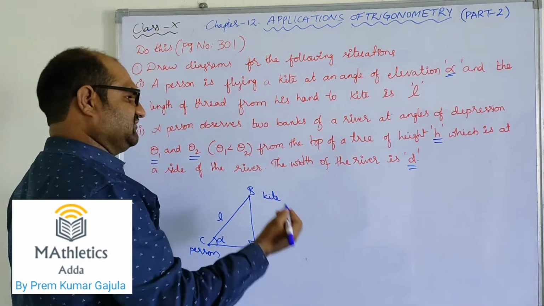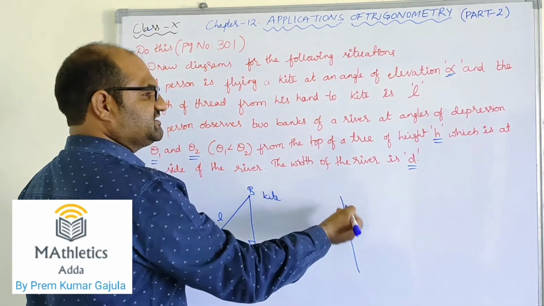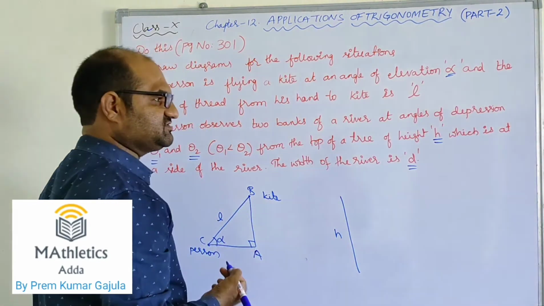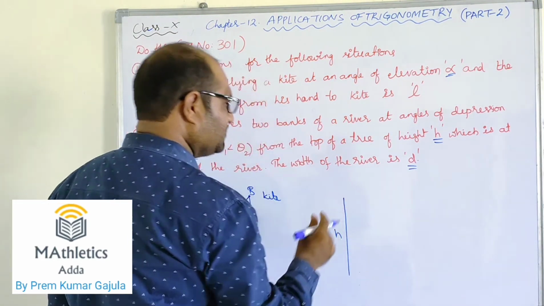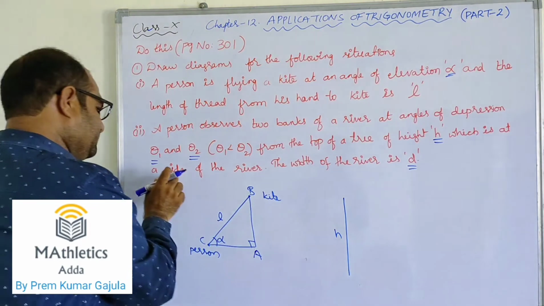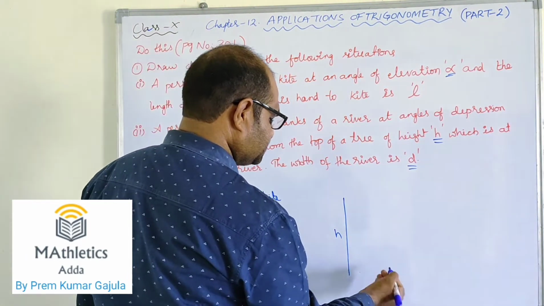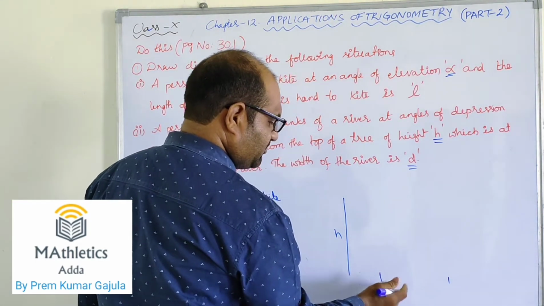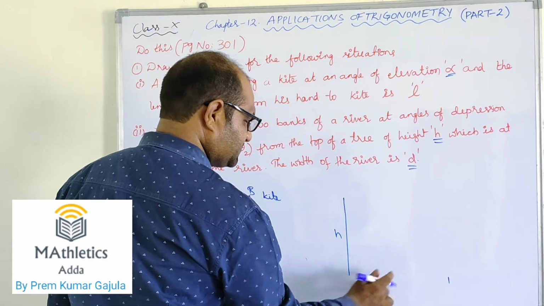Now first of all let us take a tree. So now this is the tree of height h. I am giving this height as h. Next, which is at the side of a river. One side of the river is there. So let us take a river like this, with two banks. This is one bank and this is the other bank. Or otherwise you can take it here also.